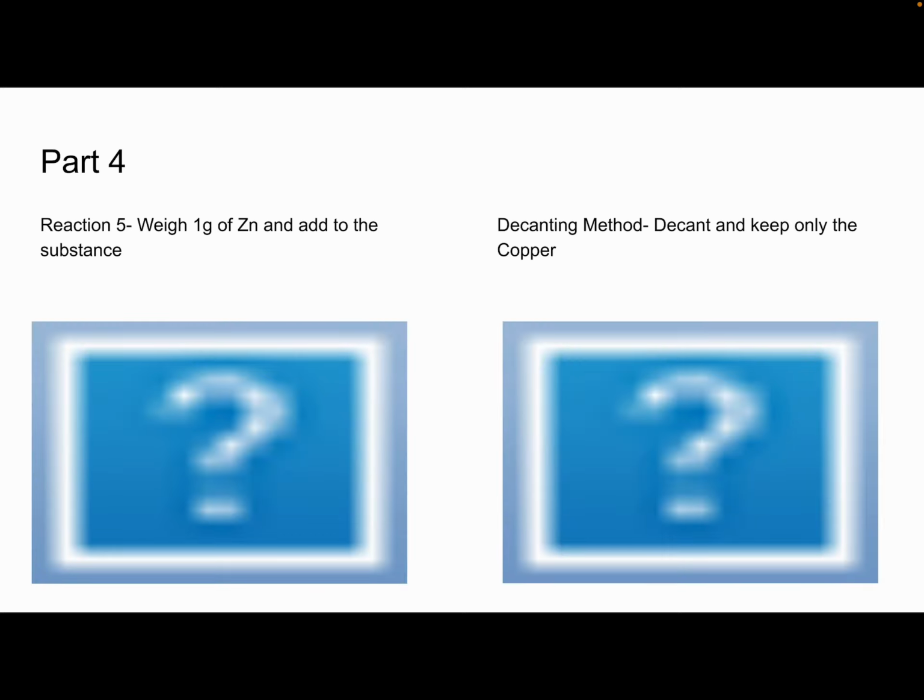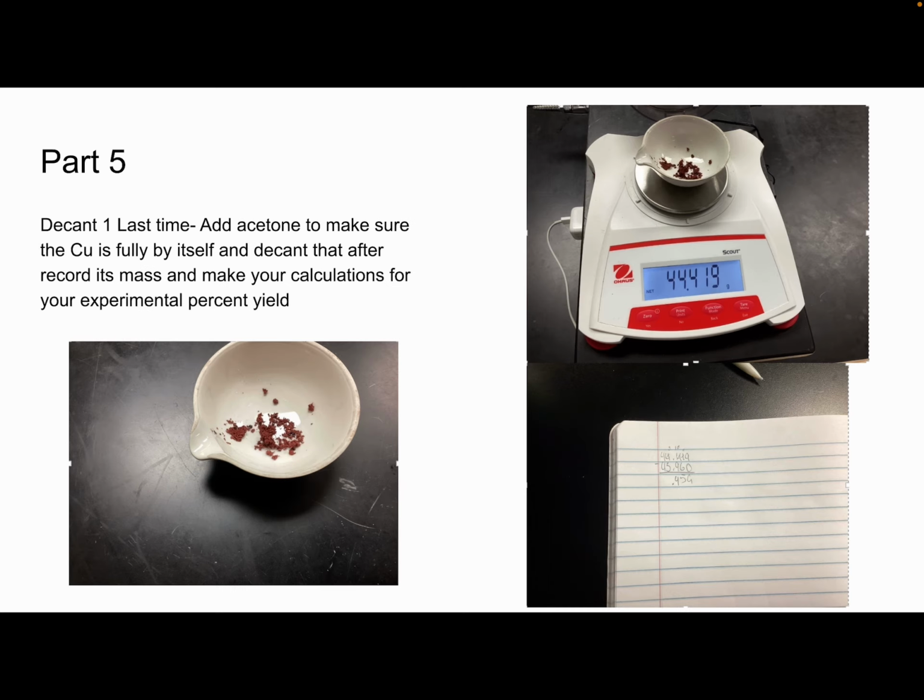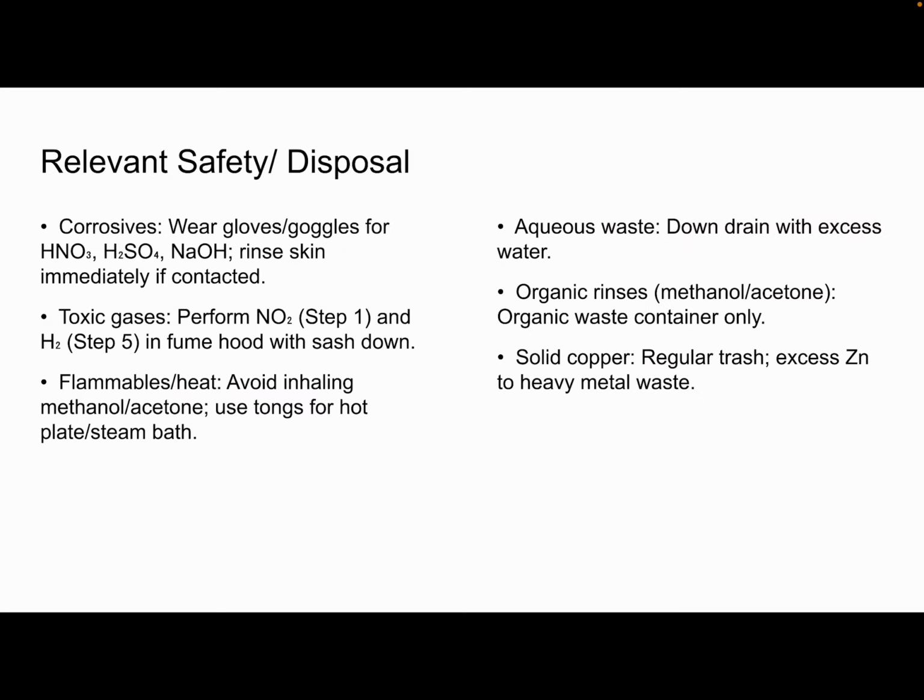We then weighed 1 gram of zinc to add to the substance, and then we decanted it. And then we added acetone to make sure the Cu was fully by itself and decanted that. After that, we recorded this mass to make the calculations for the experimental percent yield.